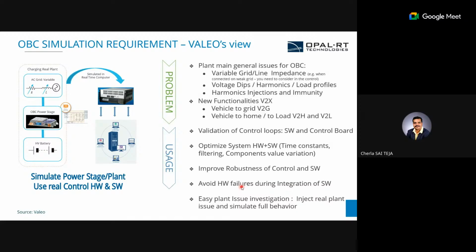So the overall aim of this solution is to make your control and software robust enough in order to integrate it properly with the hardware without any failures on the hardware component. So this will help you easily to detect the plant issues, wherein we can inject the real plant issue and simulate the full behavior and come up with the case study: what went wrong or how to improve on that failure. So this is one of the success stories we have in recent days with this OBC power stage power controller testing.